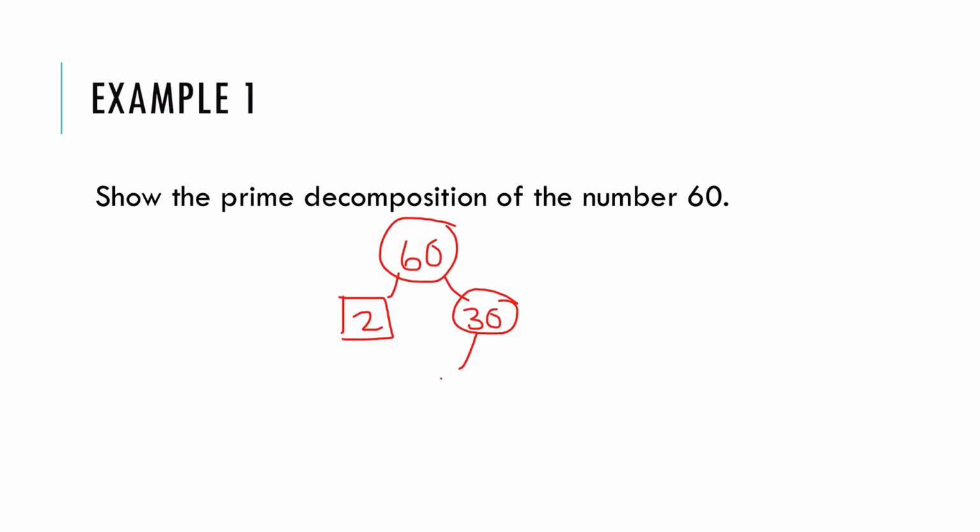Now, I have 2 and 15. I've already seen that 2 is a prime number, so I'm finished with 2 here. Looking at 15, any two numbers that times to give me 15. Well, I've got 3 and 5. And both of these are in fact prime numbers.